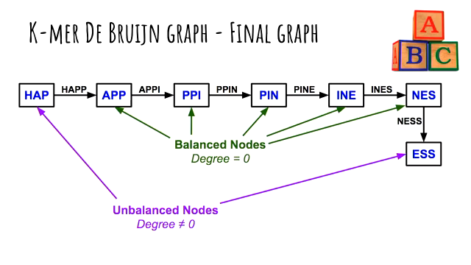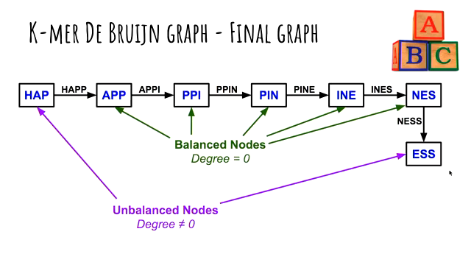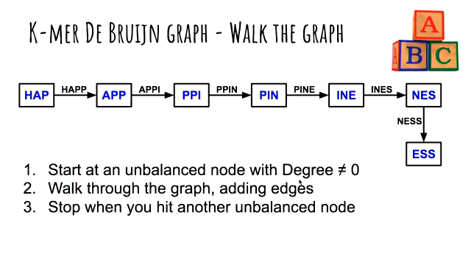We look for a node that has no inputs but an output perhaps, or in this case, this one has no outputs but it has an input, so it's unbalanced. Whereas all of these ones have inputs and outputs, right? So these are balanced nodes. And so we start at an unbalanced node with degree not equal to 0, and we walk through the graph and we add the edges as we go. And stop when we hit another unbalanced node. An unbalanced one is where the number of inputs and number of outputs is not equal.